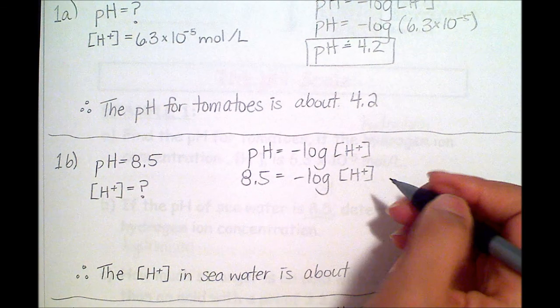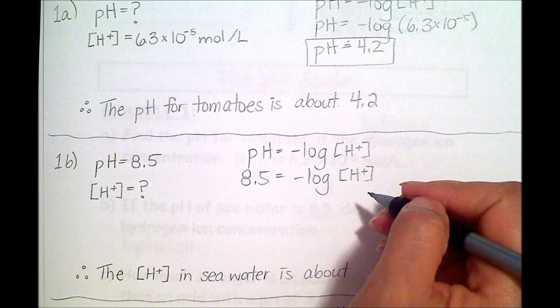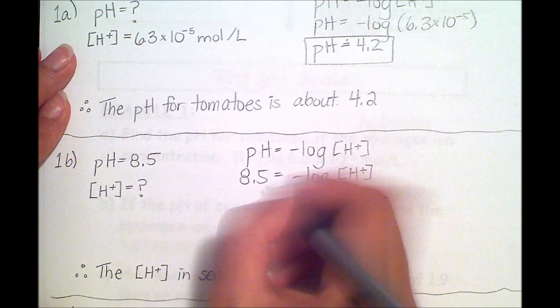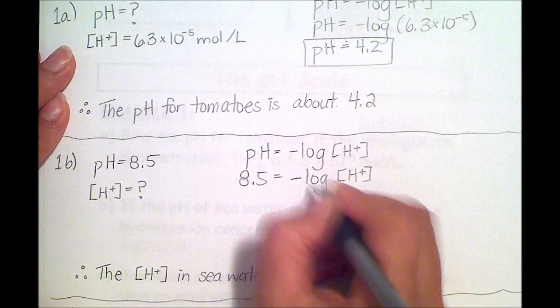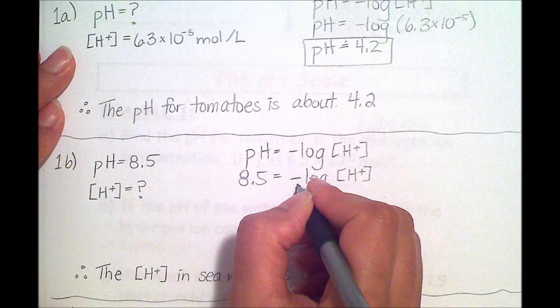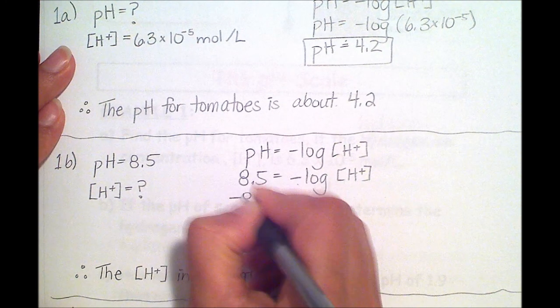Now, in order to solve this, what I'm going to do is rewrite this in exponential form after I isolate the logarithmic function. So I'm going to divide both sides by negative 1 to get the logarithmic function by itself.